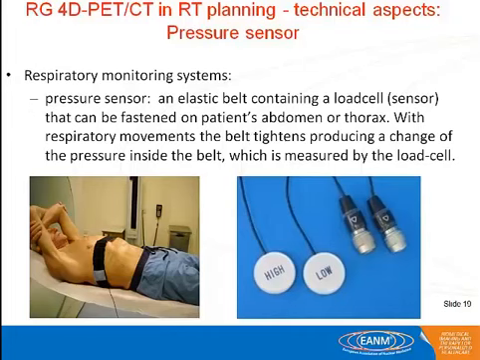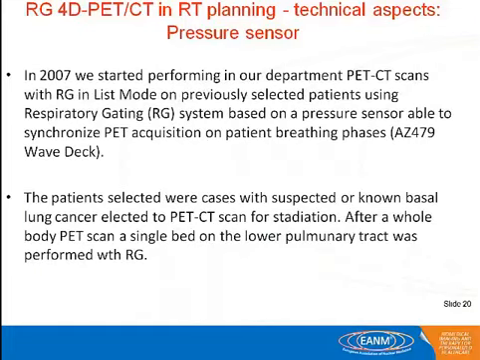This one we used. It was a pressure sensor, an elastic belt containing a load cell that can be fastened on the patient's abdomen. With every respiratory movement, the belt tightens, producing a change of pressure inside the belt, which is measured with the load cells. We started PET-CT scans in this mode, but we used it on a previously selected patient.